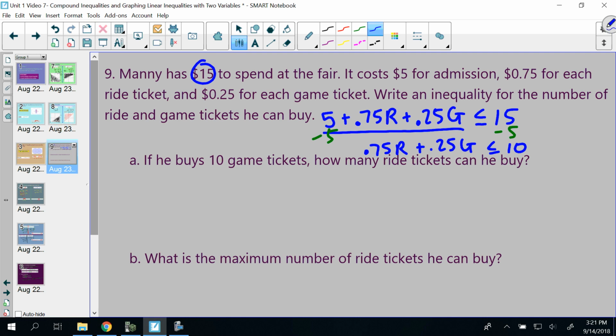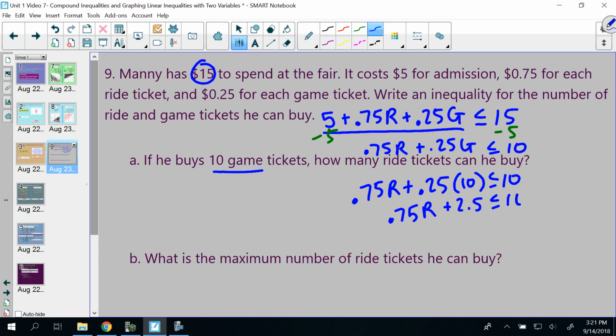So for part A, it says if he buys 10 game tickets, how many ride tickets can he buy? Well, 10 game tickets, that means we want to put that in for G here, and we can find that out. So 75 cents for each ride plus 25 cents for the 10 games. Multiplying that out is going to mean he's spending $2.50 on games. Subtract that from the $10 that he still has remaining. We're down to $7.50. Divide by 75 cents, and the number of rides that he could go on then would be less than or equal to 10.